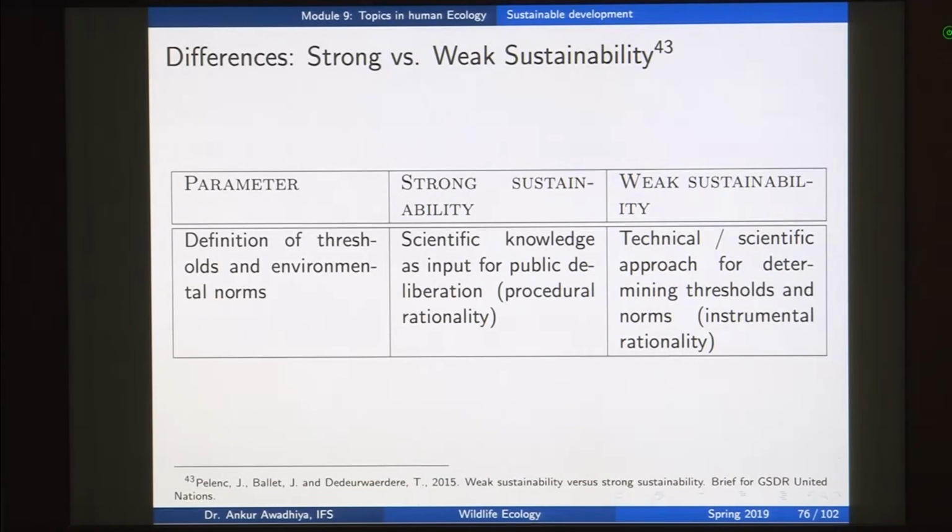That is, the weak sustainability would only say okay, so this much is the amount of damage that we can tolerate, so we will have this much amount of damage.